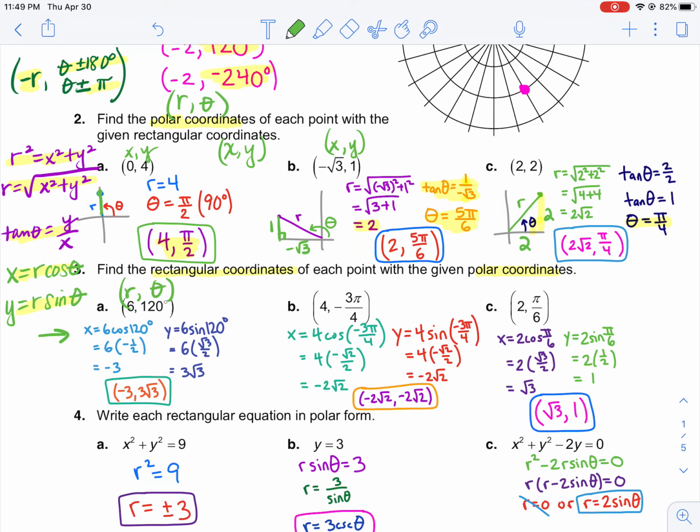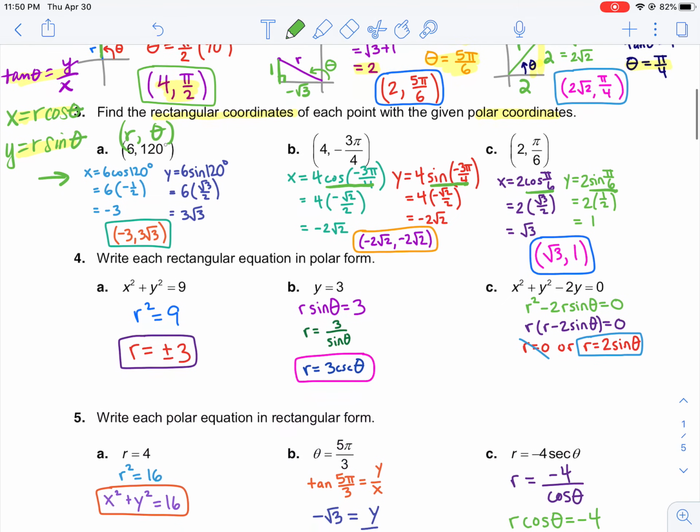If we plug in those values and simplify, we end up getting negative 3, 3 root 3. And we're going to do the same thing for B, and we're going to do the same thing for C as well. Just keep in mind that you need to find those values from the unit circle. So you guys need to know your unit circle values in order to get those numbers right there.